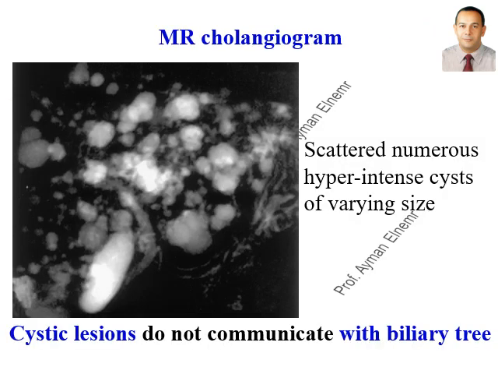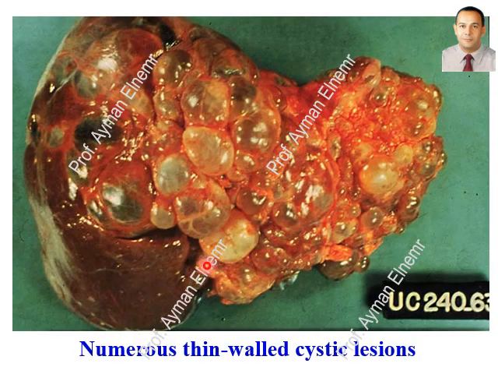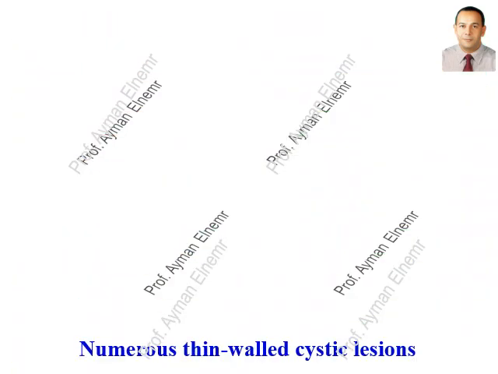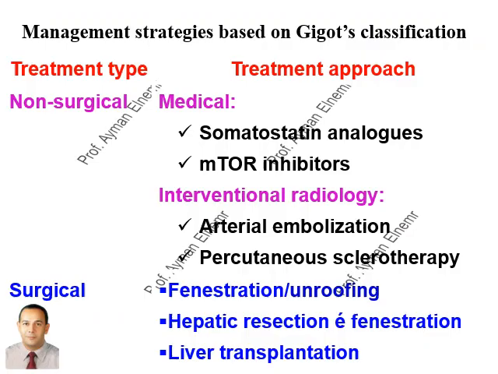MR cholangiogram showing scattered numerous hyperintense cysts of variable size, and these cystic lesions don't communicate with the biliary tree. This specimen of hepatectomy showing multiple or numerous thin-walled cystic lesions, and this is a cut section.